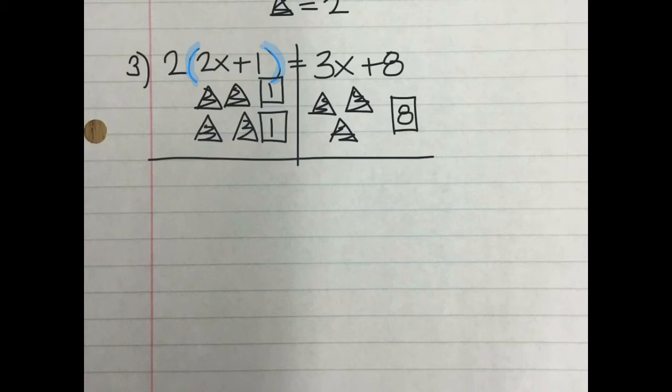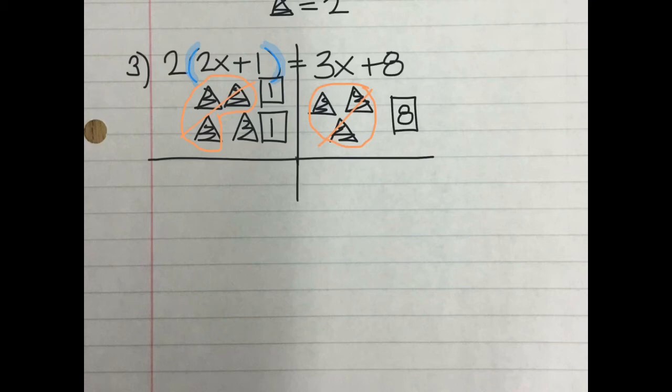So the first thing that most people do is take away triangles. And I notice that on each side, I have 3 on this side, and I have enough to take away 3 on the other side. So I'm going to do that all at one time. I'm going to take away 3 triangles from the right side, and then I'm going to take away 3 triangles on the left side. Okay.